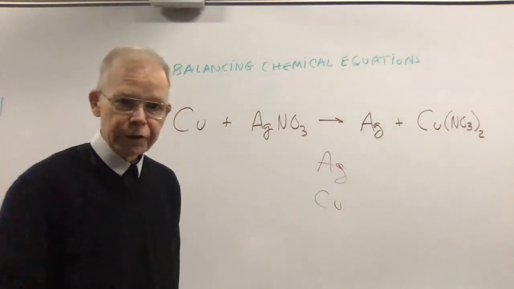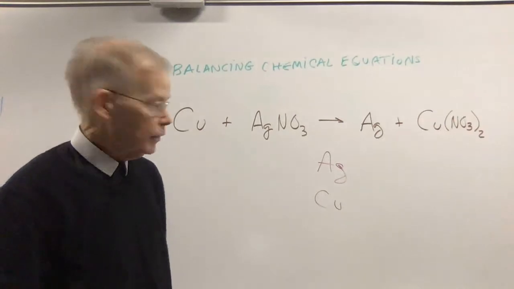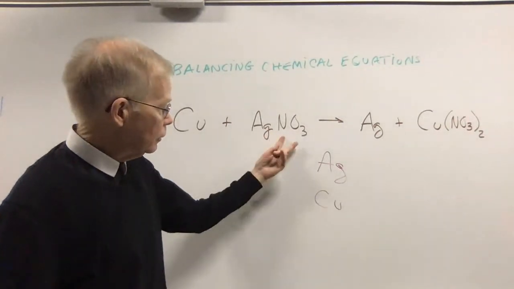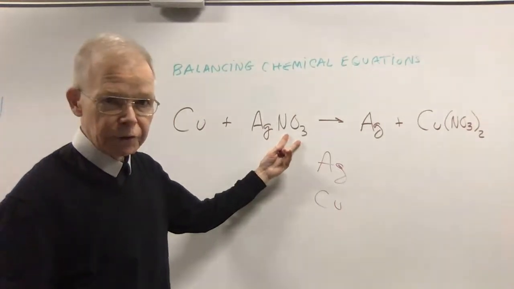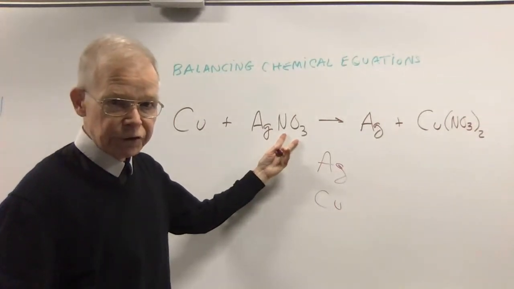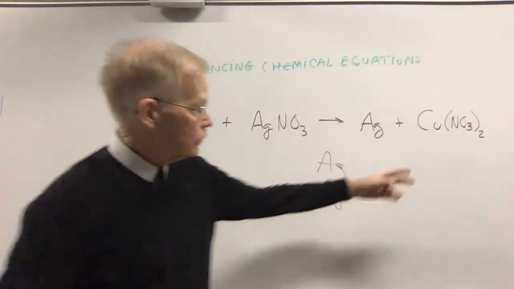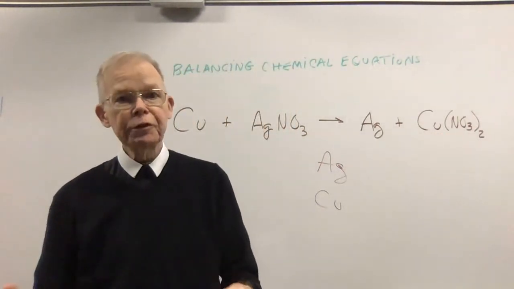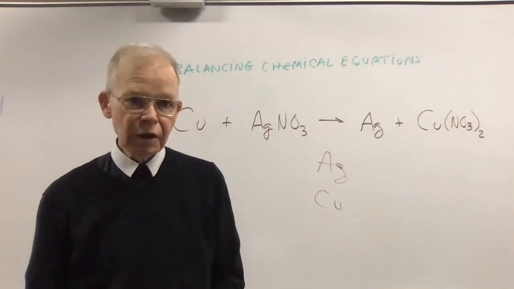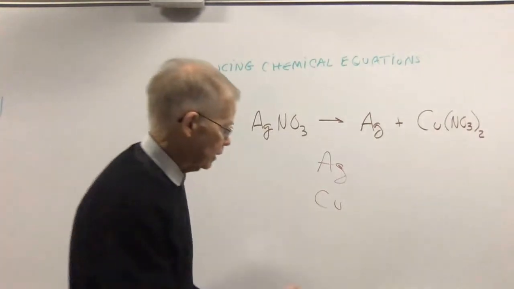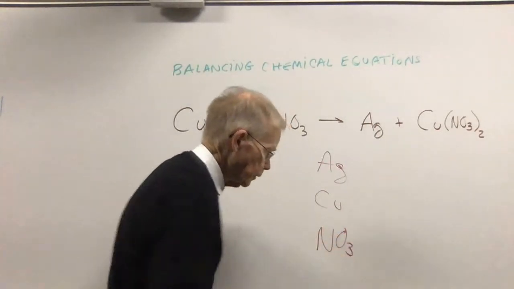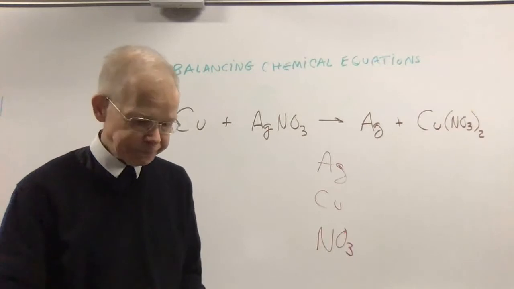I got silver and copper listed, but one of the little tricks that I found to maybe save me some time is I noticed that NO3, a polyatomic ion, is listed here. It's not separated, and then it's listed over here as, again, a polyatomic ion. So I can almost treat it like a single substance. So I'm going to list it as NO3 and treat it as if it were an atom.